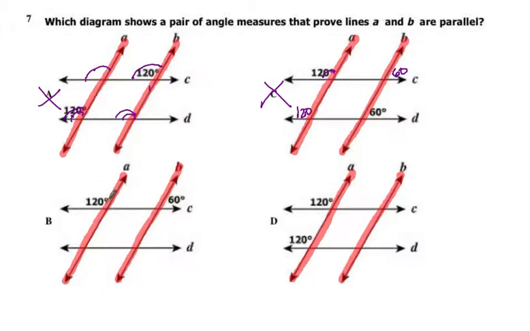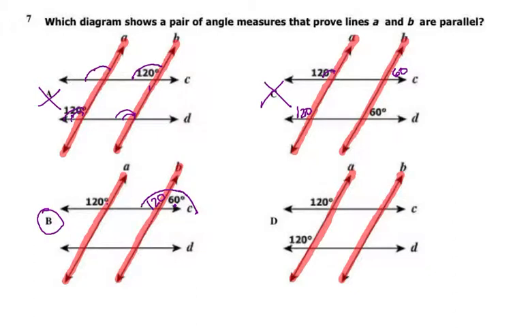B, this is 120, over here is 60. If I correspond my 120, this is going to be 120 right here. So these two angles are supplementary. They form 180 degrees, so B is your answer.